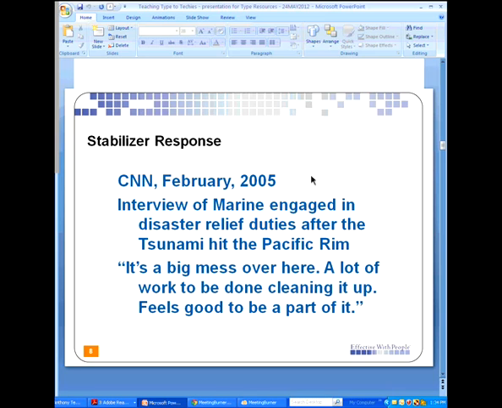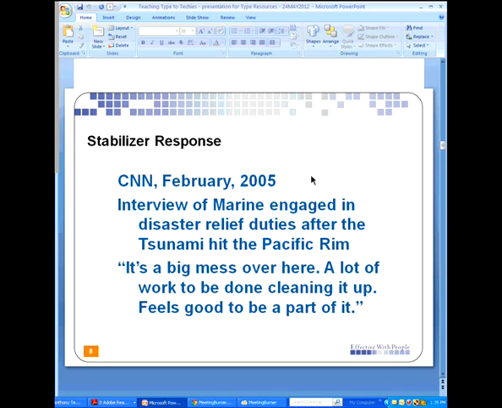And I do this during the temperament exercise, and I say, at your tables, there are 4 clues in here that could be part of classic stabilizer temperament. Tell me what those are. And this is giving them a chance in a fun way to apply their learning. And they get the clues. Big mess, a lot of work, cleaning it up, feels good to be a part of it.